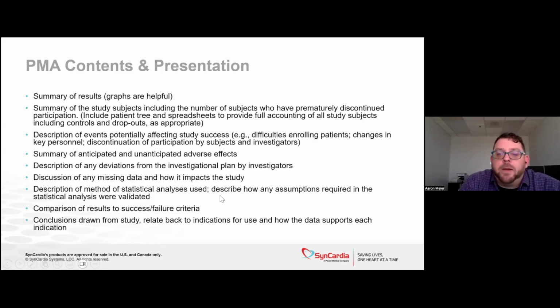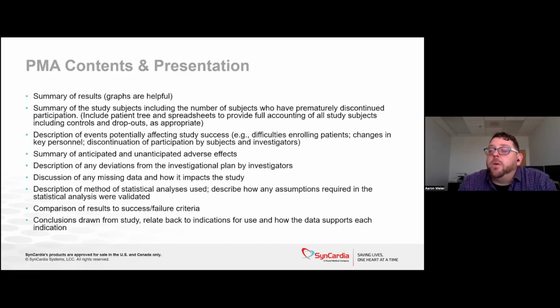Why did people drop out? Anticipated and unanticipated adverse events, right? I know going in, I've got a 1% chance that my machine is going to just turn itself off. We've got to make sure we're watching those patients. Do I see that potential 1%? Was it higher? Was it lower? What didn't I expect, right? Because that's always the fun part, is the unexpected things that come out of the development process.